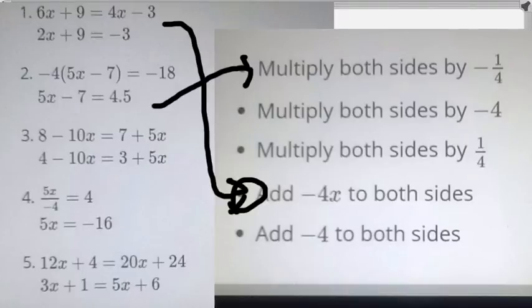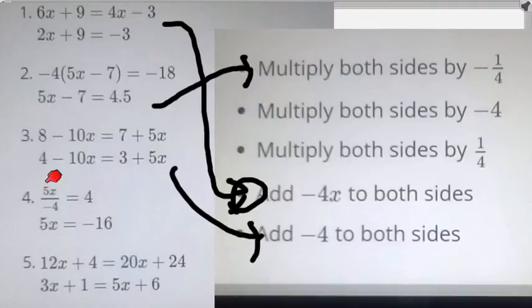Okay, this time it looks like the numbers changed, but the variables didn't. This stays -10x, this stays positive 5x. 8 became 4 and 7 became 3, so it looks like what they're doing is subtracting 4 or adding -4 to both sides. 8 plus -4 is 4, and 7 plus -4 is 3, and so they must have added -4 to both sides. It's going down here.